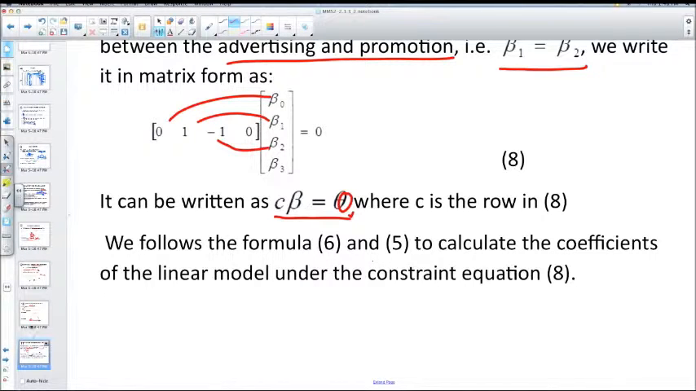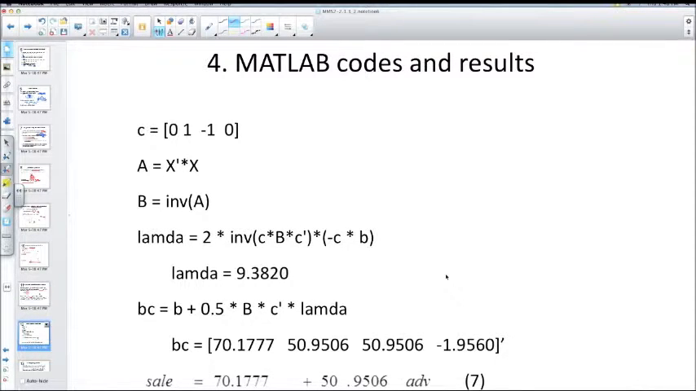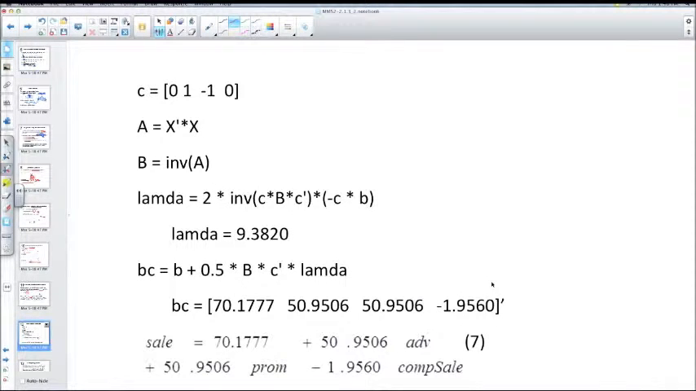And with that added to your original system, we can look at the new regression model. The new regression model is going to be a little more complicated, but use MATLAB. Your C is this matrix. That's a column, a row. And the A is the x prime times x, the same x as the table given to you. Get the inverse.